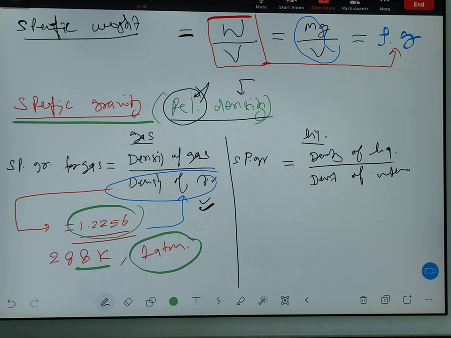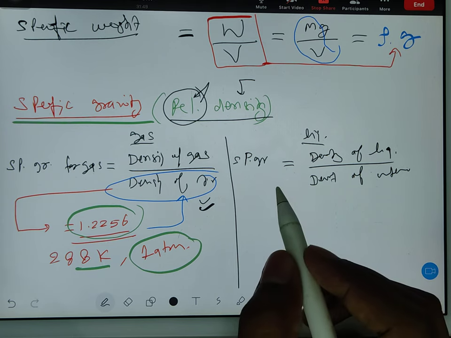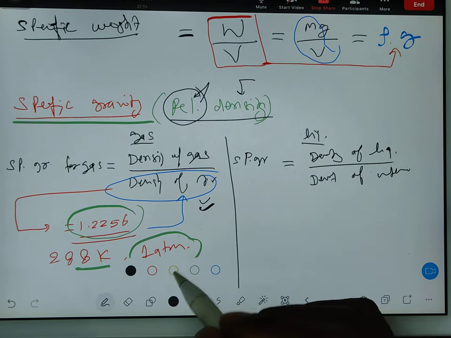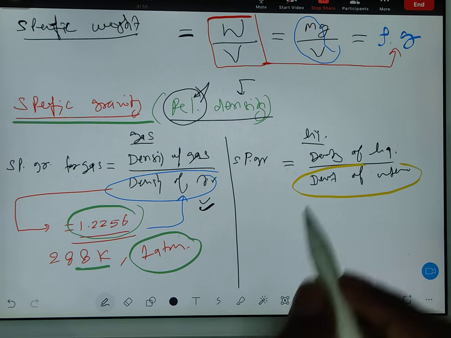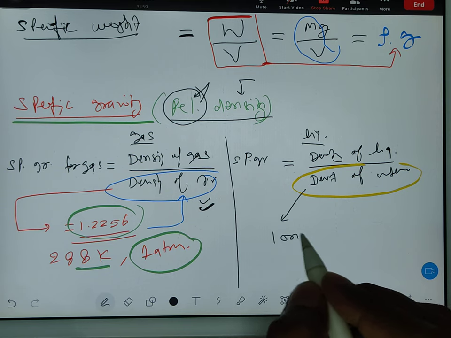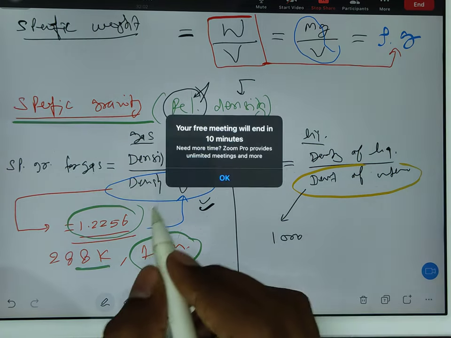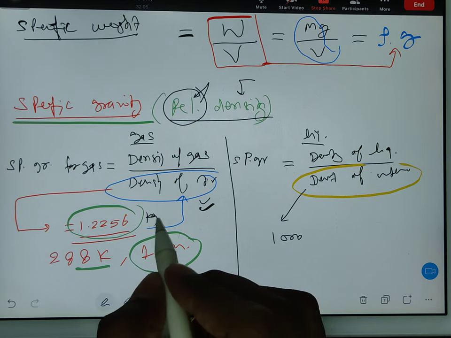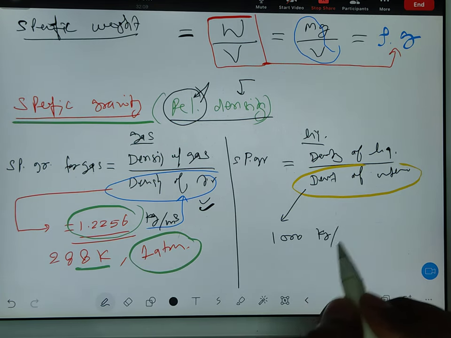So there I will teach you this part. Now in case of liquid, density of water. Here you have to mention this density of water is 1000, and of course the SI unit, I forgot to mention the SI unit. This data is for kg per meter cube, and here also 1000 kg per meter cube.